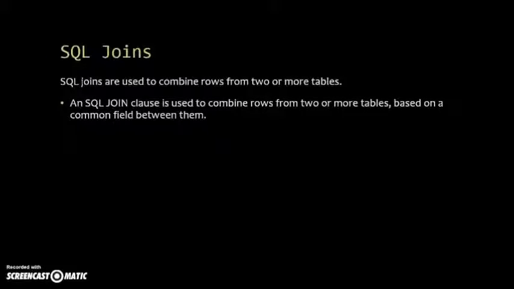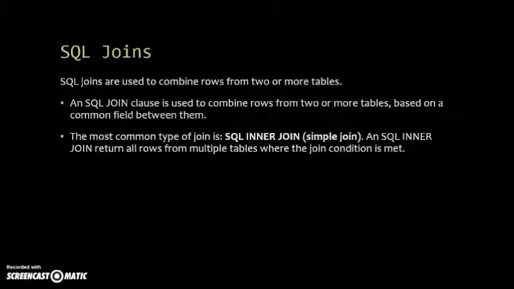SQL joins. SQL joins are used to combine rows from two or more tables. An SQL join clause is used to combine rows from two or more tables based on a common field between them. The most common type of join is SQL inner join or simple join. An SQL inner join returns all rows from multiple tables where the join condition is met.